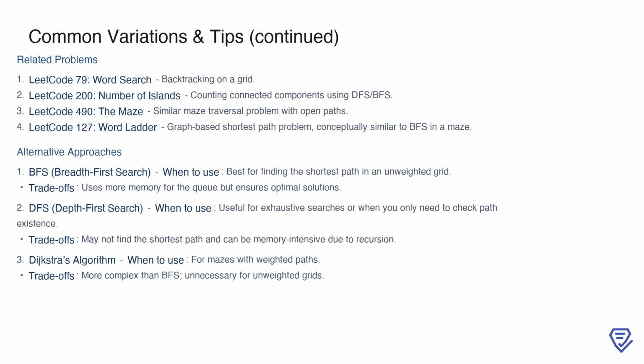Beyond these problems, it's helpful to understand alternative approaches. BFS is ideal when you need to find the shortest path in an unweighted grid, though it requires more memory to maintain the queue. DFS, on the other hand, is useful for checking path existence or performing exhaustive searches, but it may not guarantee the shortest path and can be memory-intensive due to recursion.